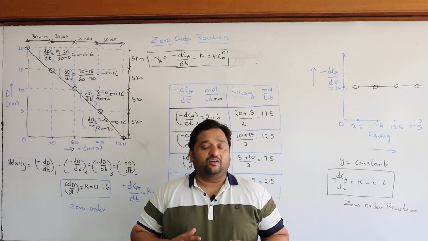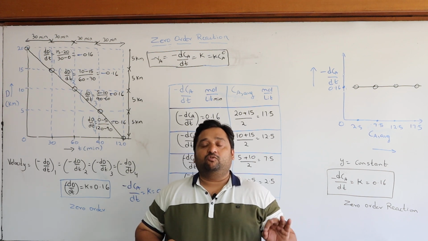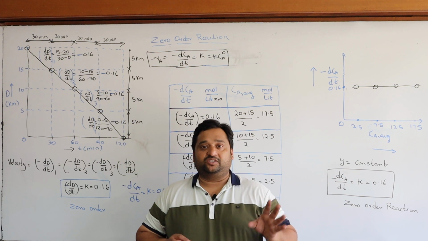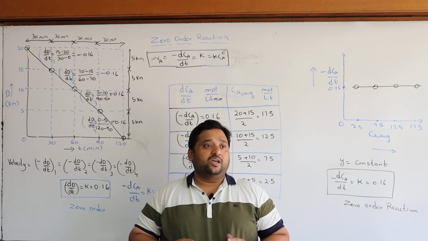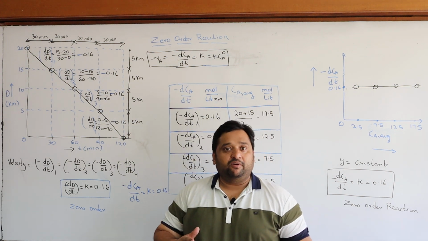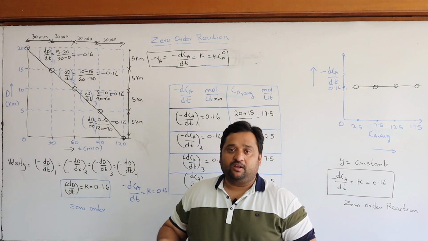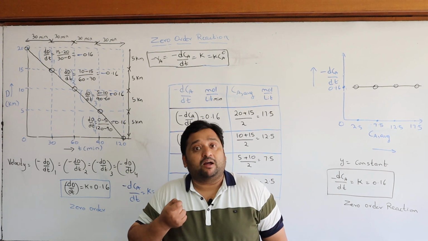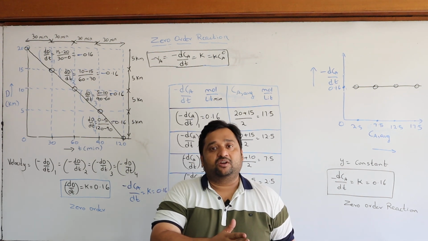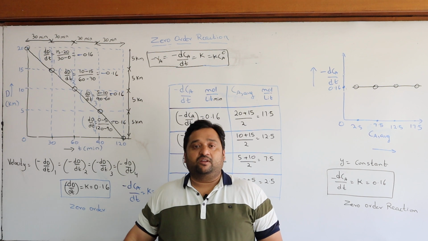In today's lecture, we are going to learn how to find the order of a reaction. That means the rate of a reaction, that means the speed of a reaction, could be 0 order, first order, second order, it could be any order. And how will people come to the conclusion that it is a 0 order reaction or first order or second order?